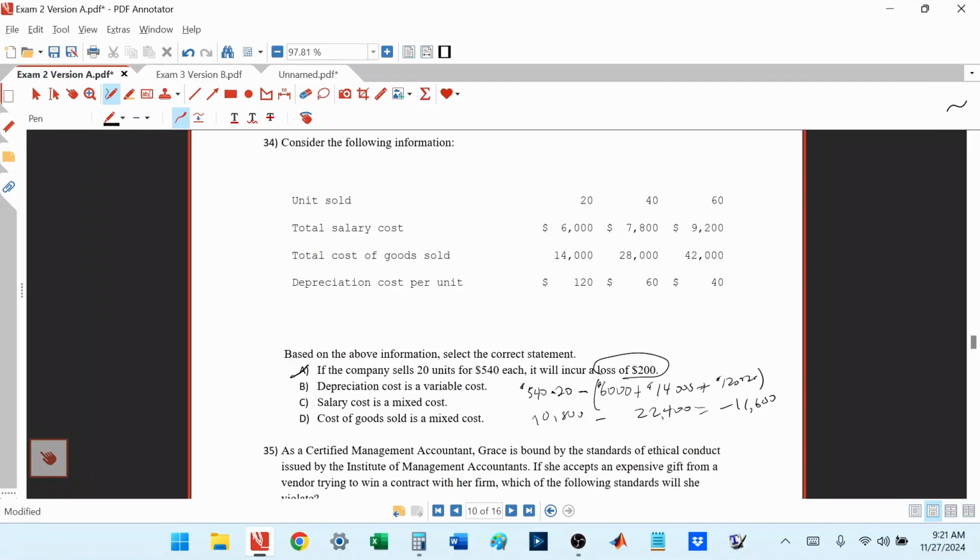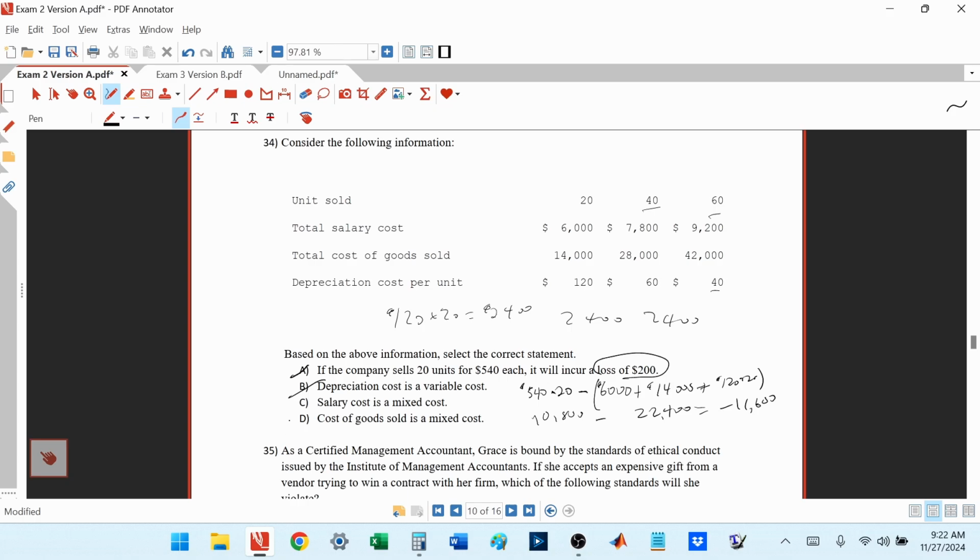Let's see B. Depreciation cost is a variable cost. The total depreciation cost at 20 units is 120 times 20, which is $2,400. The total depreciation cost at 40 units is 60 times 40, which is $2,400. And the total depreciation cost at 60 units is 40 times 60, which is also $2,400. So depreciation cost is a fixed cost, not a variable cost.